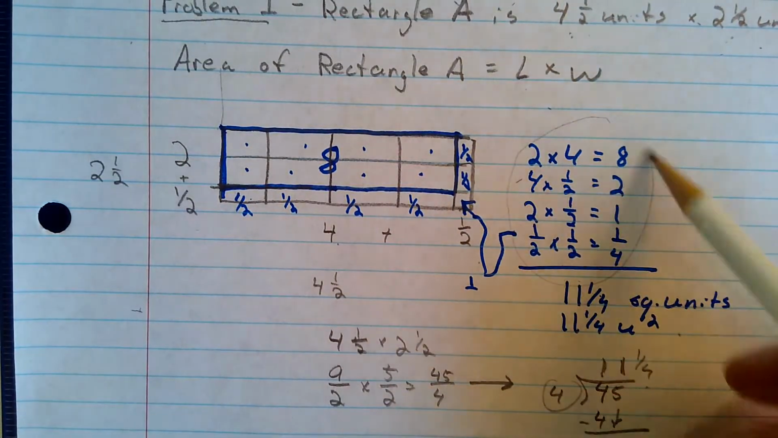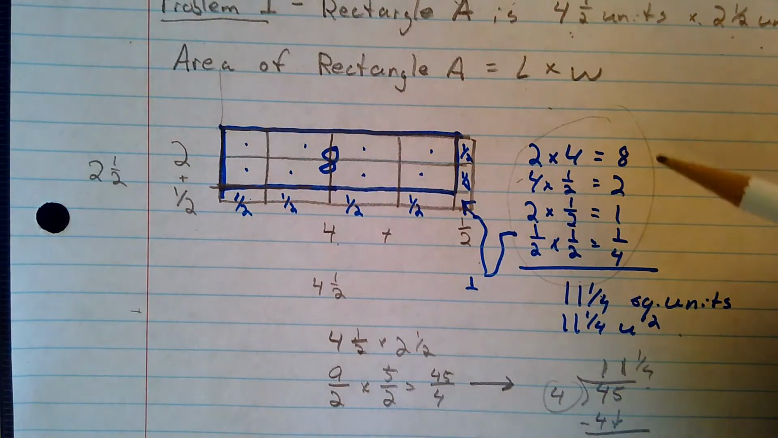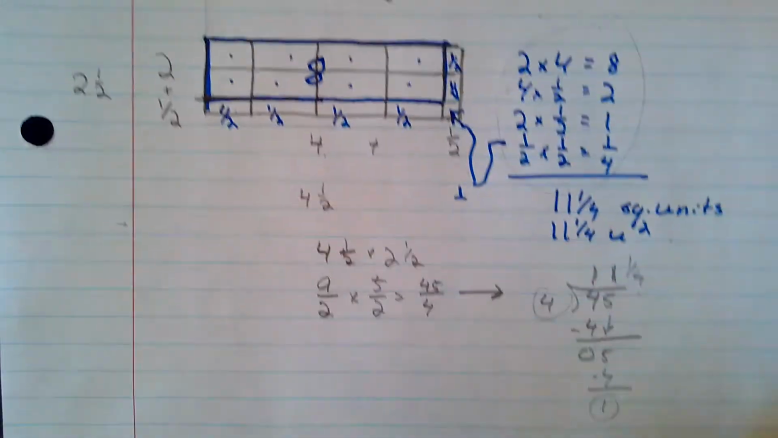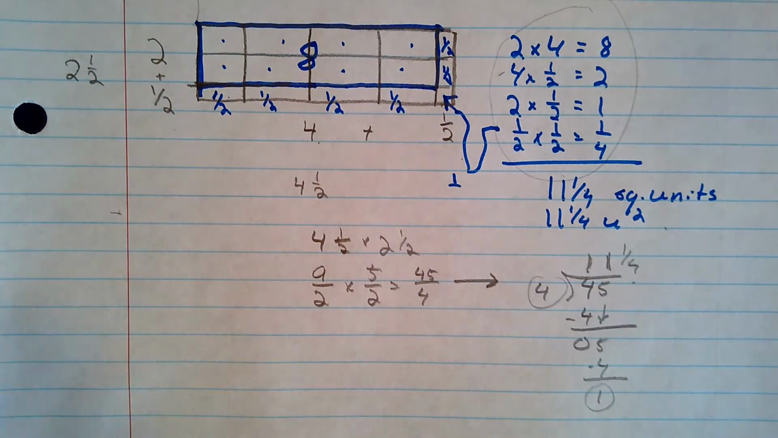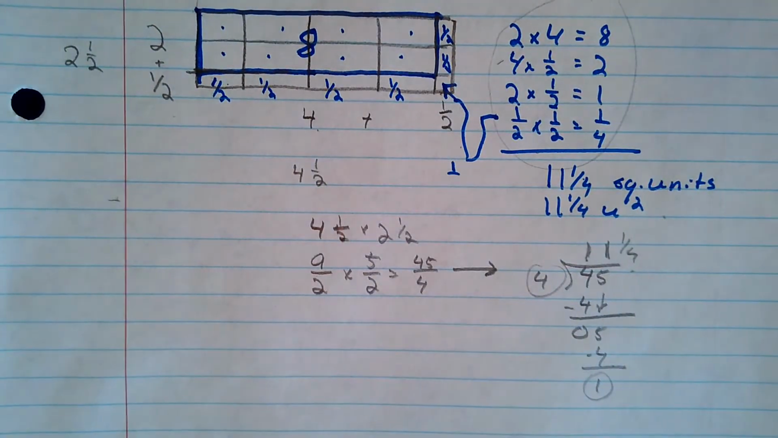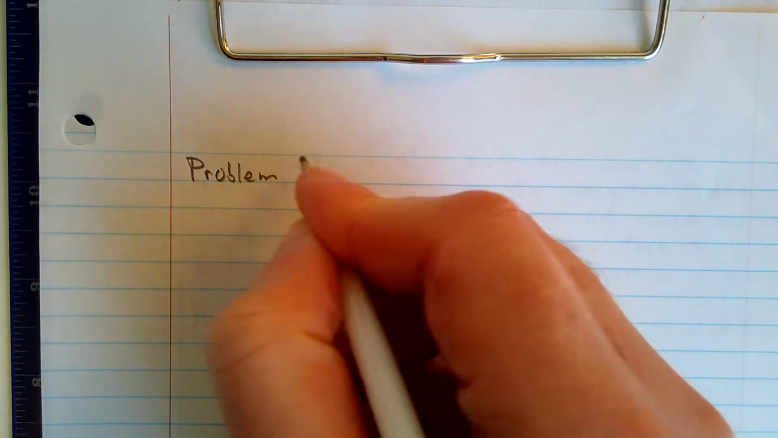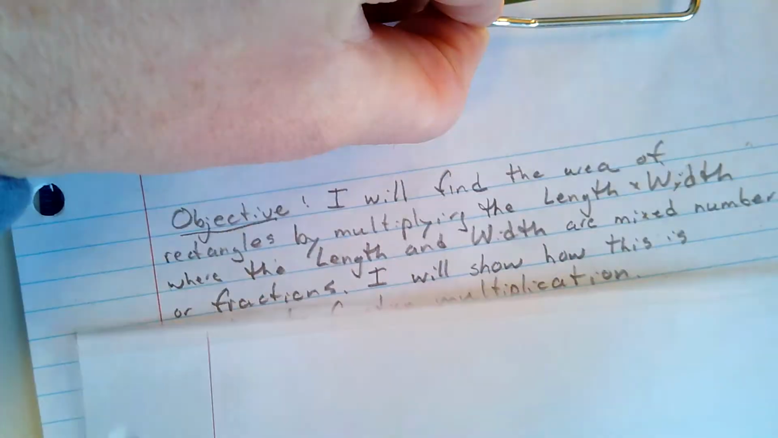And we just did partial products. That's all that is, partial products, which we've looked at before. So let's look at rectangle B. Need another piece of paper. Rectangle B. We'll call it problem 2. Problem 2, rectangle B. Okay.